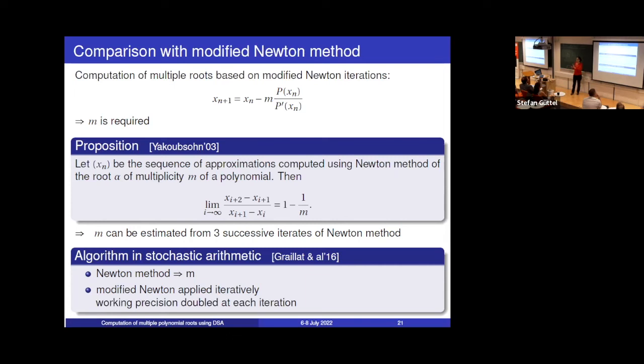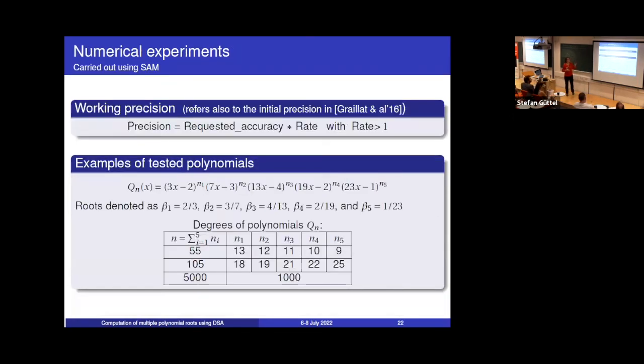So in the previous approach, we had an algorithm in stochastic arithmetic where first we applied Newton method to get M, the multiplicity, and also to get a first approximation of the root. Then we apply the modified Newton method in an iterative way, doubling the working precision at each iteration. The working precision, whatever the approach here, is always the requested accuracy multiplied by a rate, which is of course strictly greater than 1 to take into account rounding errors.